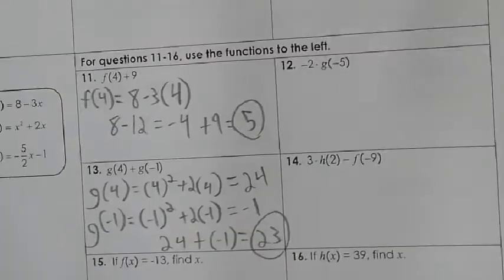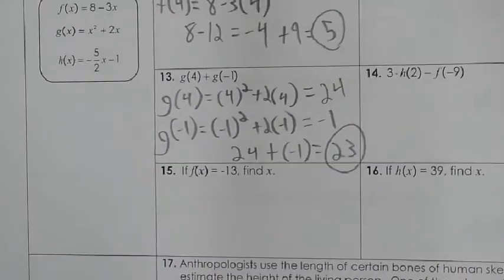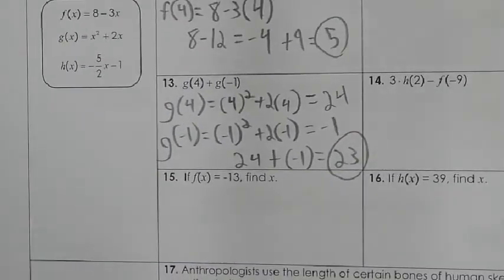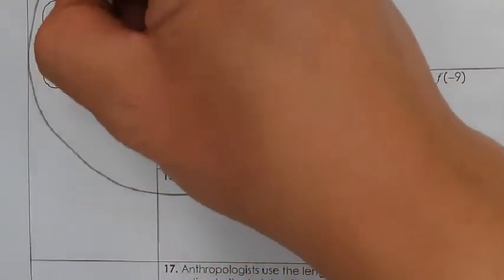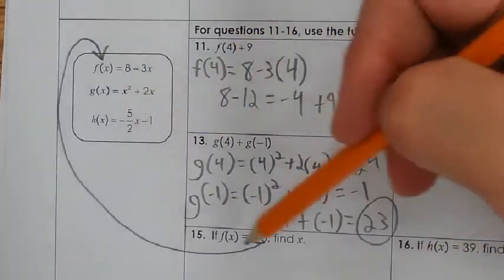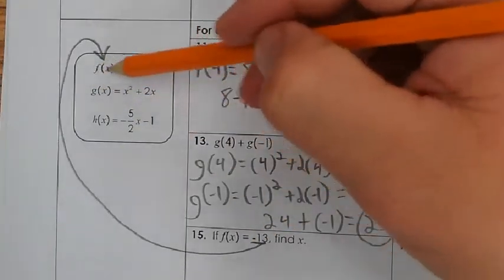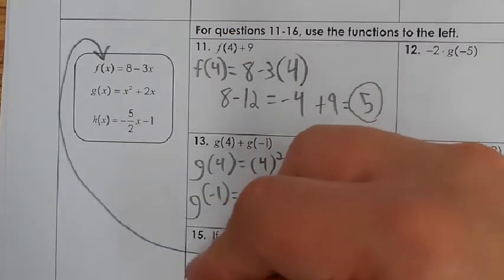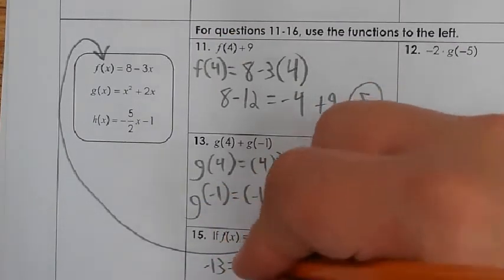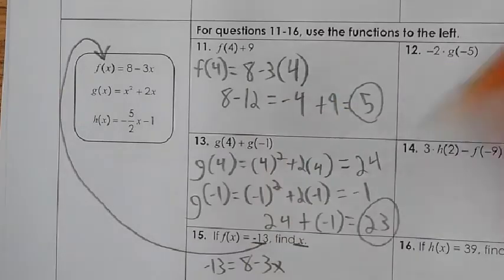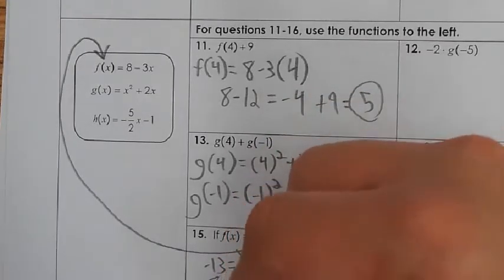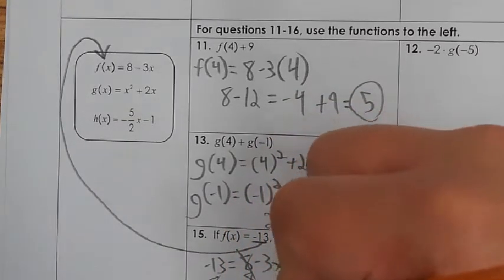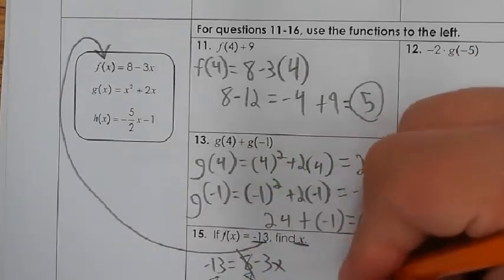So that's all you do for problems like that. Then you may have problems like number 15, where this is much easier. It already tells us our f of x. So literally, we're going to put this -13 in the spot for f of x up here. So instead of saying f of x equals 8 minus 3x, it's going to say -13 equals 8 minus 3x, because you're solving for x. So this is a nice, easy two-step equation. Just subtract 8. Get -21 equals -3x. Divide by -3. x equals 7.